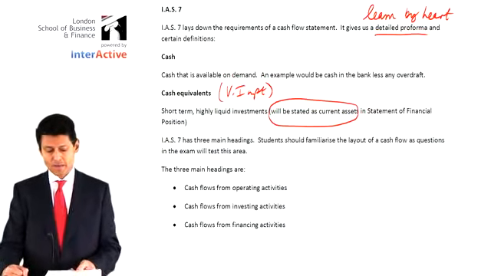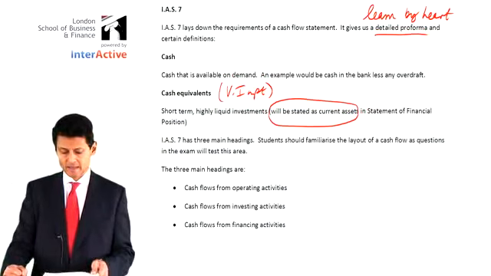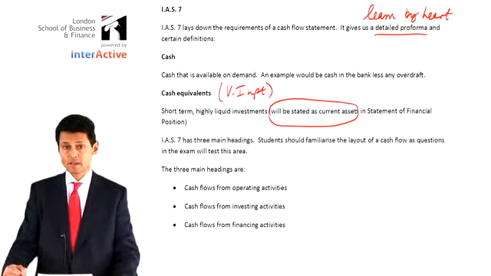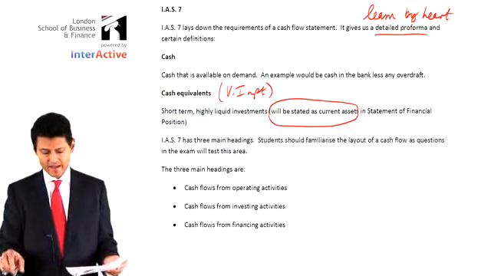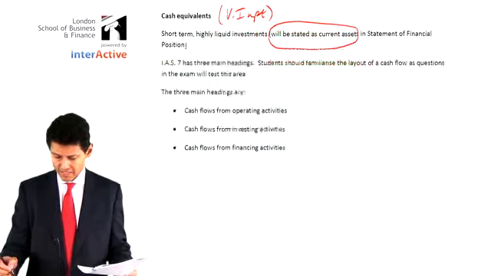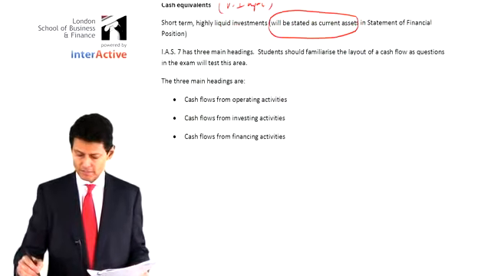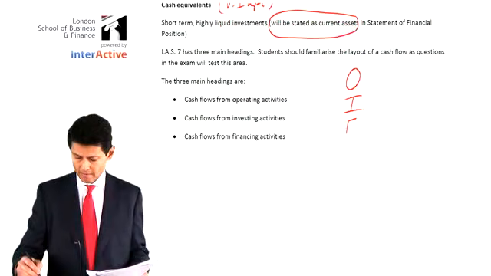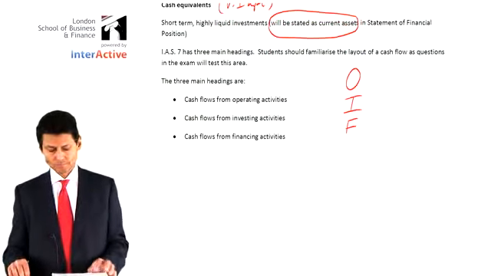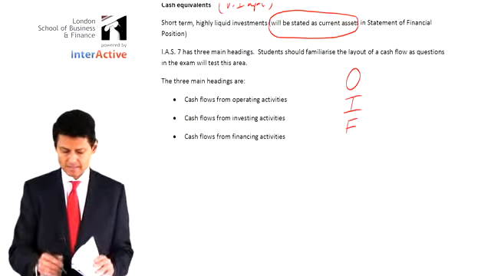IAS 7 has three main headings. We were saying we should be familiar with the layout of a cash flow statement. The three main headings, of course, are operating, investing, financing. So I'm going to do a nice big O, I, F. Three headings.